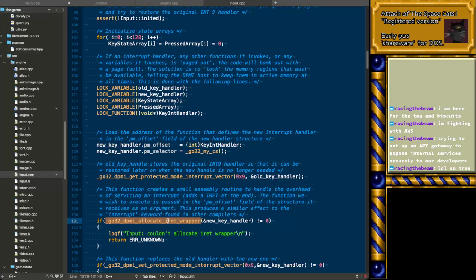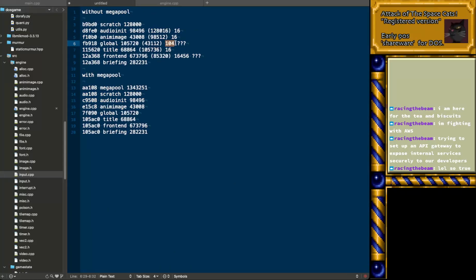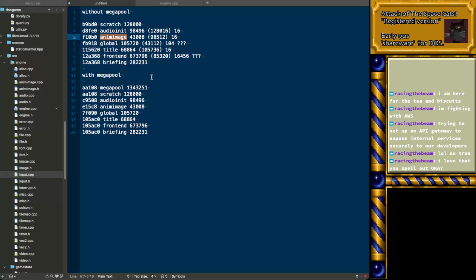Both of those calls cost about 31k each, which would explain why I had a 62k gap here, because I was calling them right after the anim image pool was allocated. So that's a little bit odd, because that's obviously not incorrect. I need to allocate that memory.